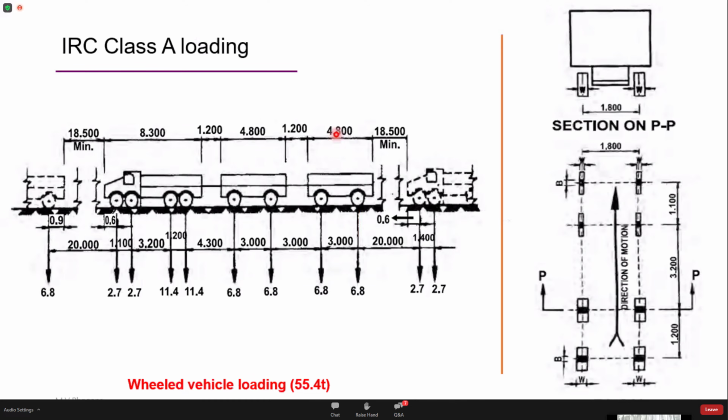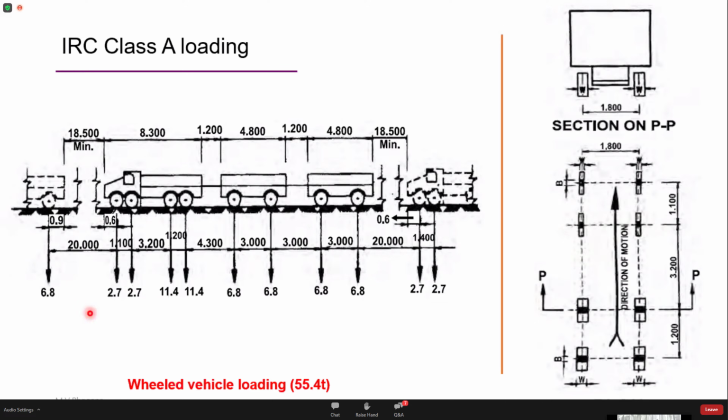The next and a very important class loading is the IRC class A loading. This is the loading that is used for all permanent bridges. So basically this consists of a powertrain and trailing units. The total weight of this vehicle is 55.4 tons. We can see here that the axle loads vary from 2.7 tons to a maximum of 11.4 tons.